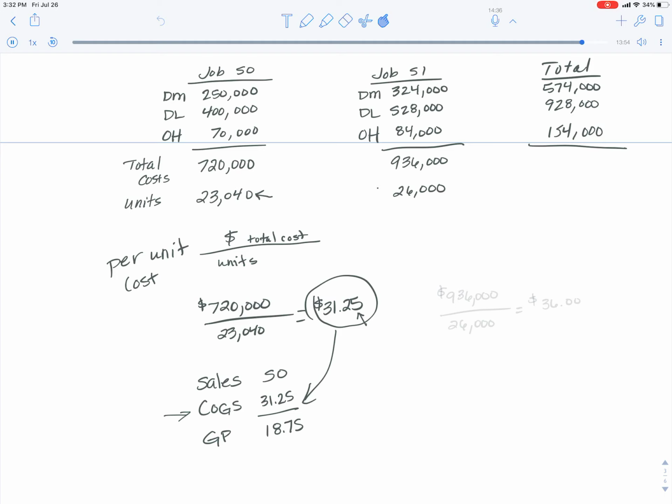Let's do job 51. So if job 51 cost us $936,000, and we made 26,000 units with that cost, that's $36 per unit. So whenever we sell units, then that would be the cost that we could take to the income statement after we sell it.